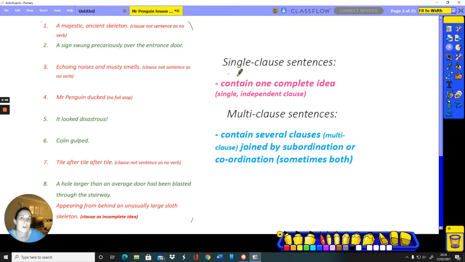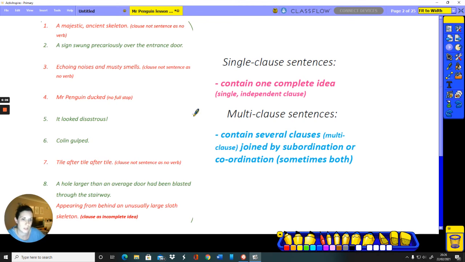So we're going to look at single clauses. As I've said to you many times, they contain one complete idea. They stand alone, they make sense, they have a verb, a full stop and a capital letter. But we can also have longer sentences which have much more information. They give more information to the reader, and they can be complex sentences. In other words, they need a conjunction. So they are several clauses, or multi-clause, several being multi, and they are joined by subordination or coordination.